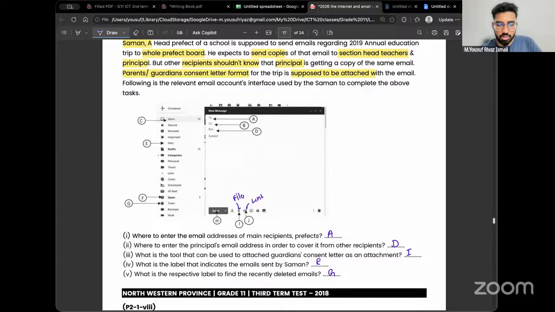Not senior prefect in school, only junior. Anna. But no, they was head prefect actually.